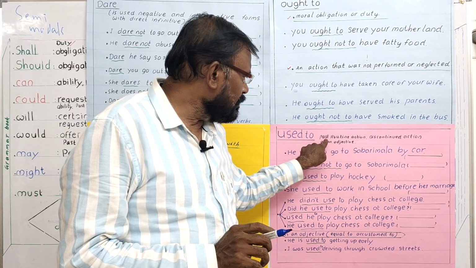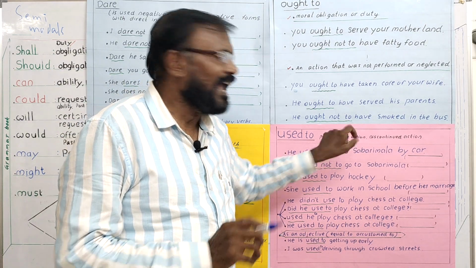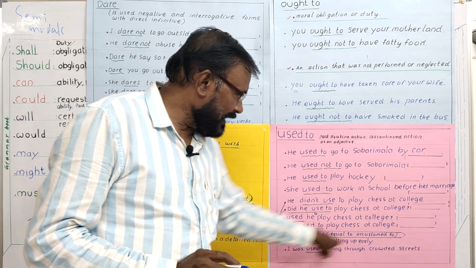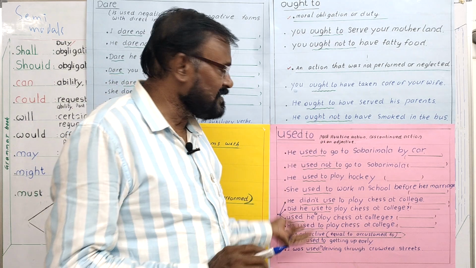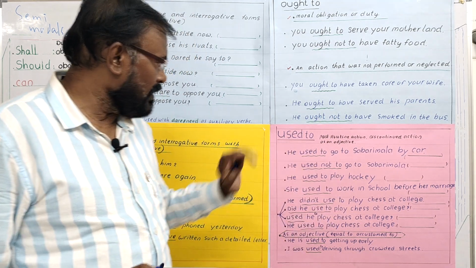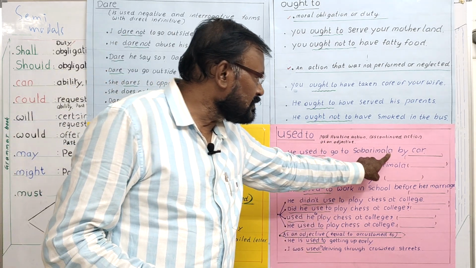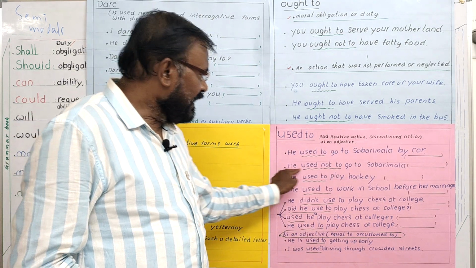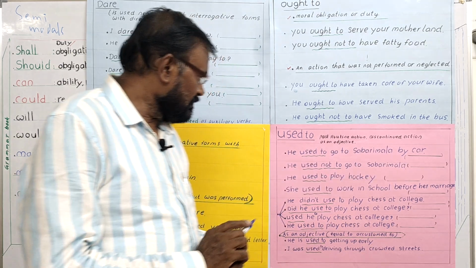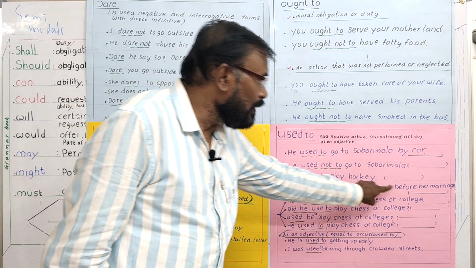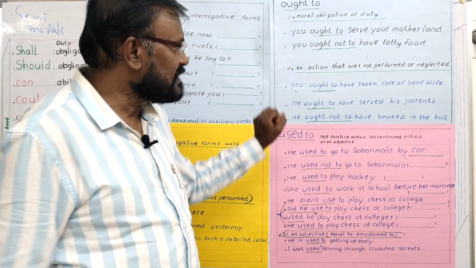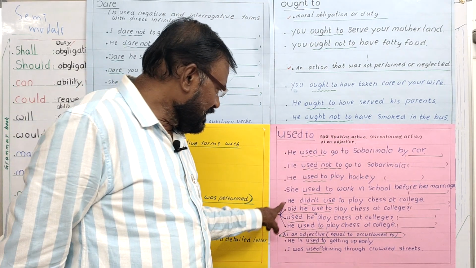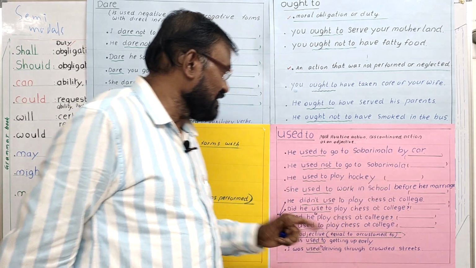Used to is used for past routine action, discontinued action, and also as an adjective. These three purposes we use used to, the modal verb. He used to go to Sabarimala by car. Past routine action. He used not to go to Sabarimala. He used to work in school before her marriage. It is a discontinued action.